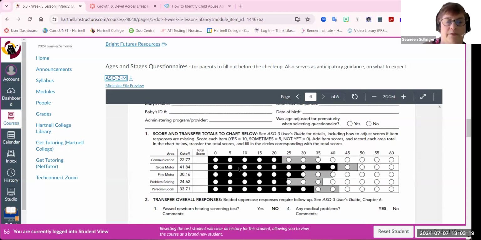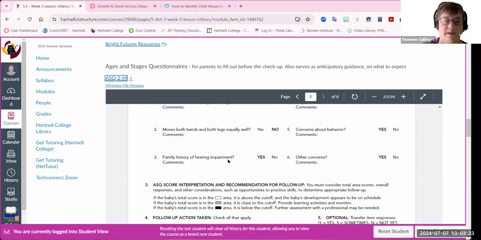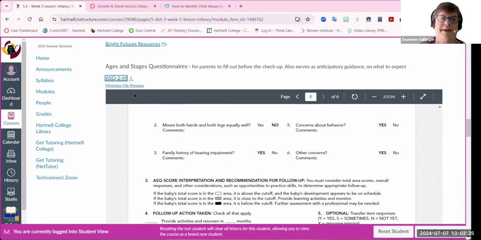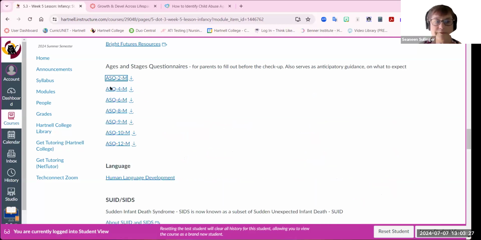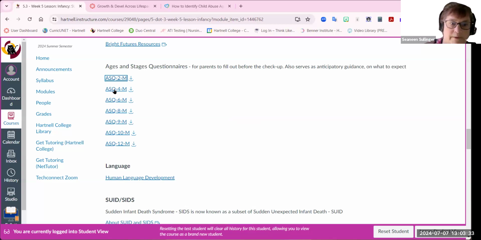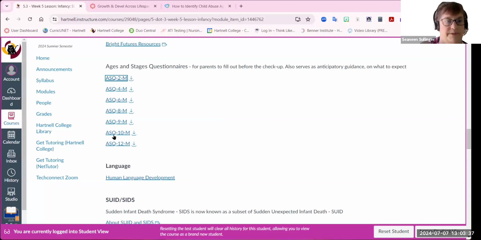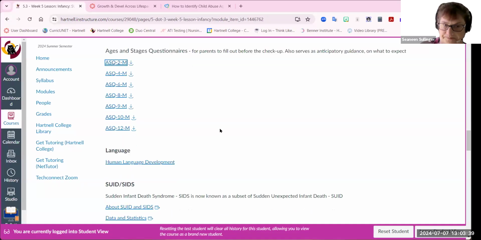And so depending on how they scored, there's a way to score everything. Are they progressing as we would expect them to progress or not? If they are not, then there are referrals that can be made, or we may say, hey, let's keep track of this and come back in 2 months and we'll talk about it again. And so you have those through 12 months.